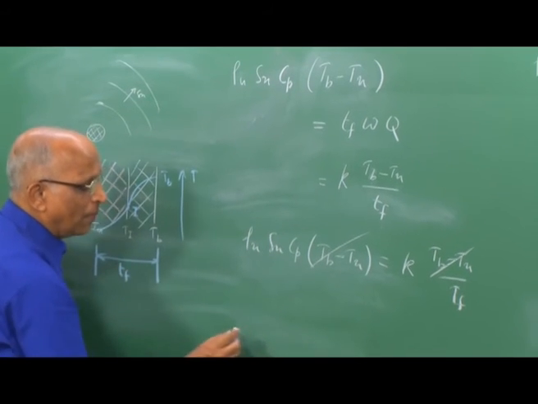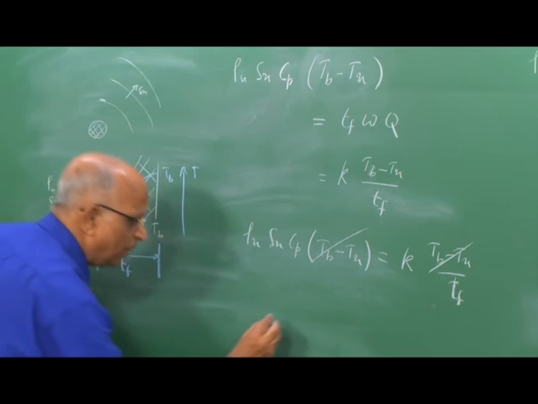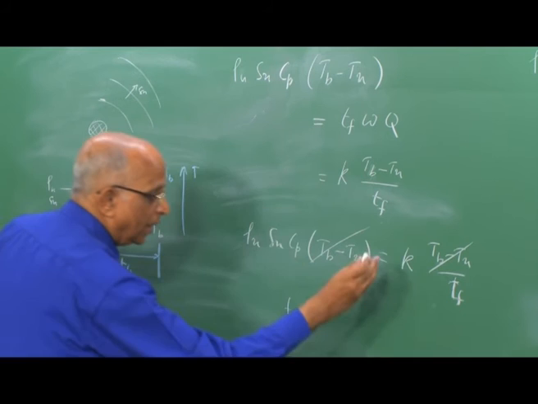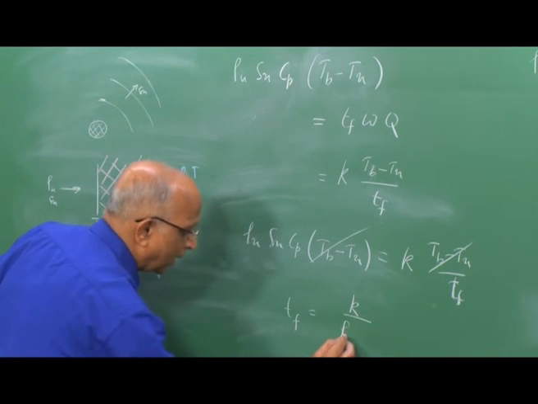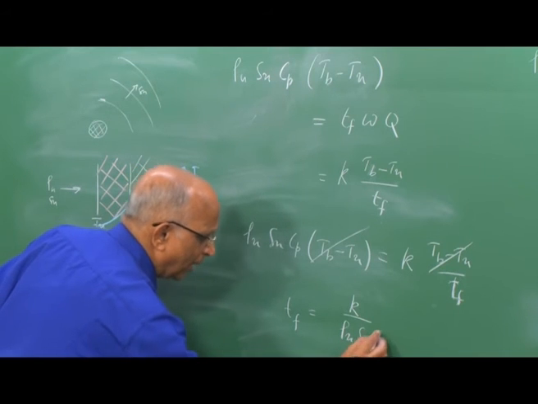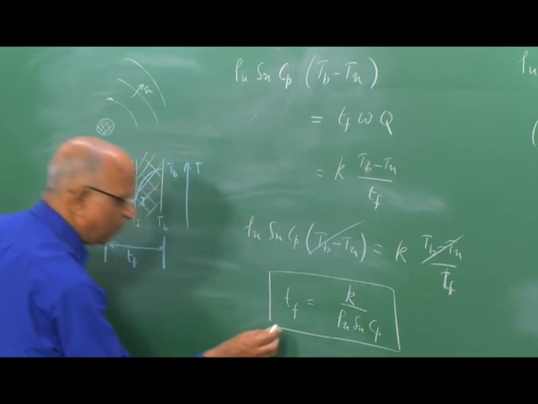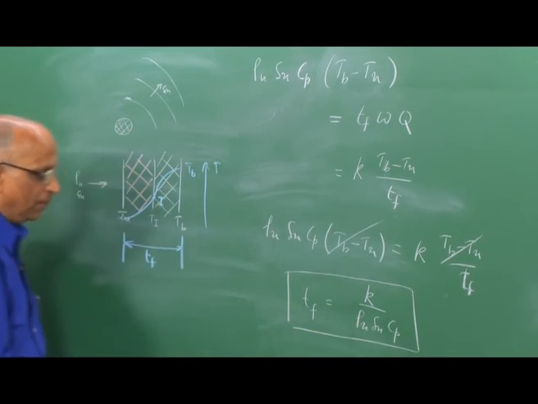I get this, mind you, equal to the thickness of the flame, small Tf. Therefore, Tf is equal to, I take the rho u Su Cp to this side, I get rho u into Su and Cp over here, and therefore I get the expression for the thickness of the flame to be K divided by rho u Su into Cp.